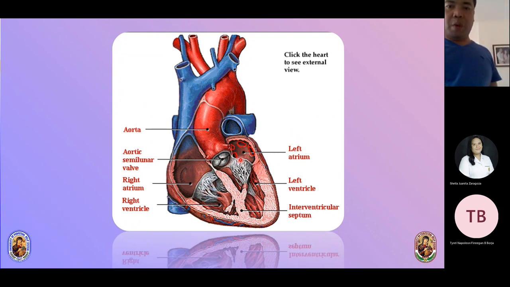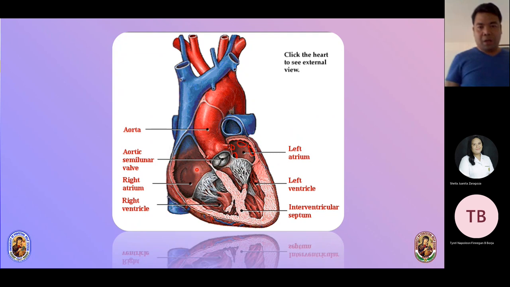You have the two upper chambers and the two lower chambers. The two upper chambers are called the atria. Atria is plural, atrium is singular. So you have the right atrium and the left atrium. And the left and right atrium are separated from each other by a septum known as the interatrial septum.